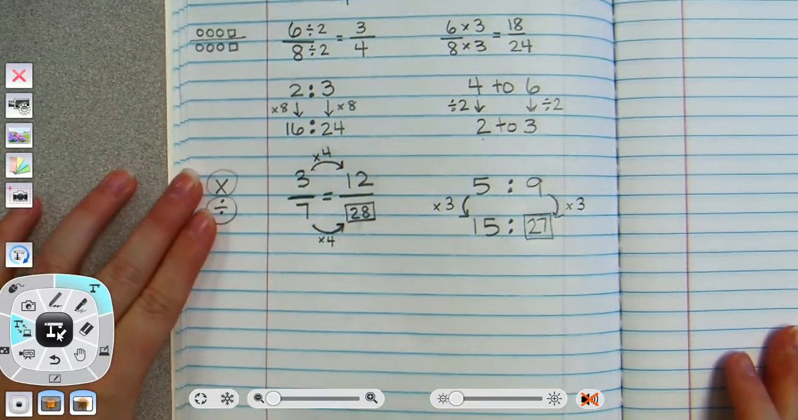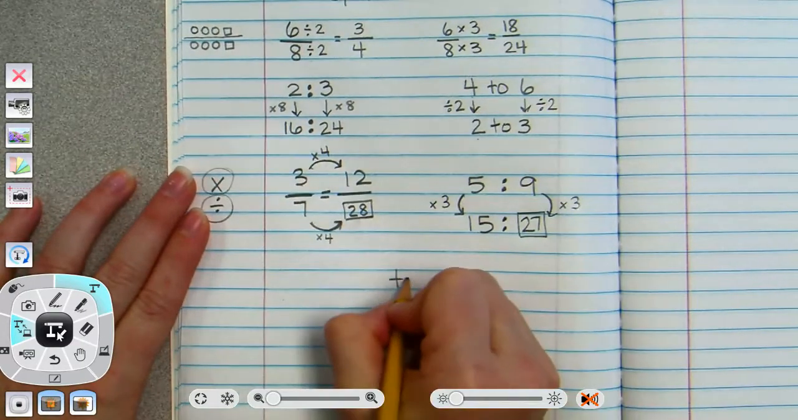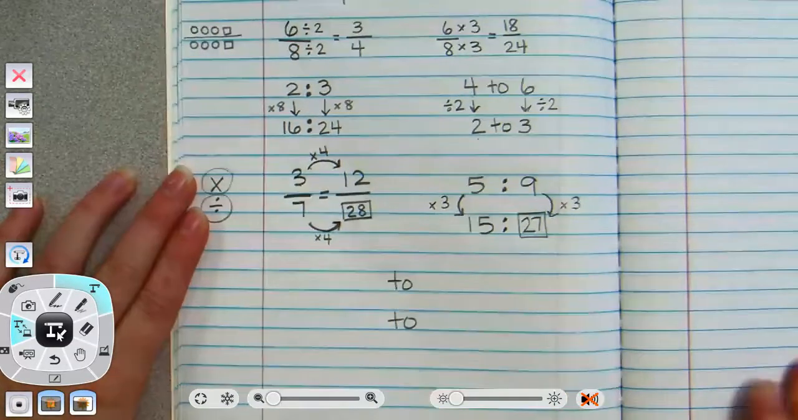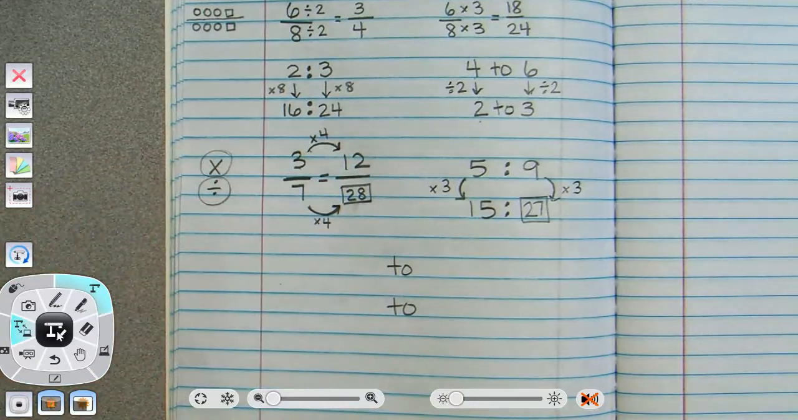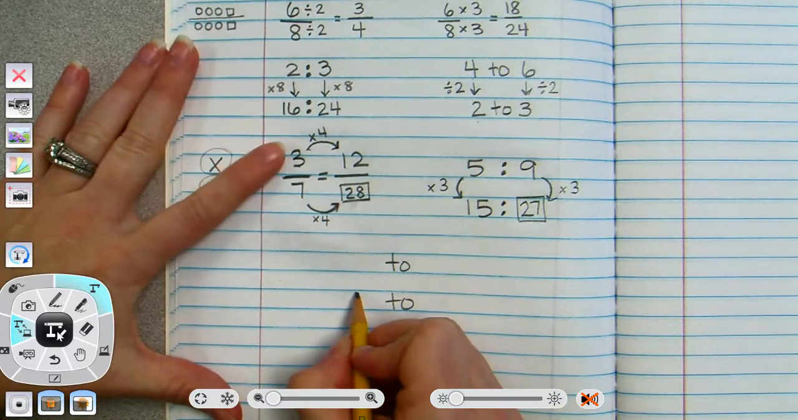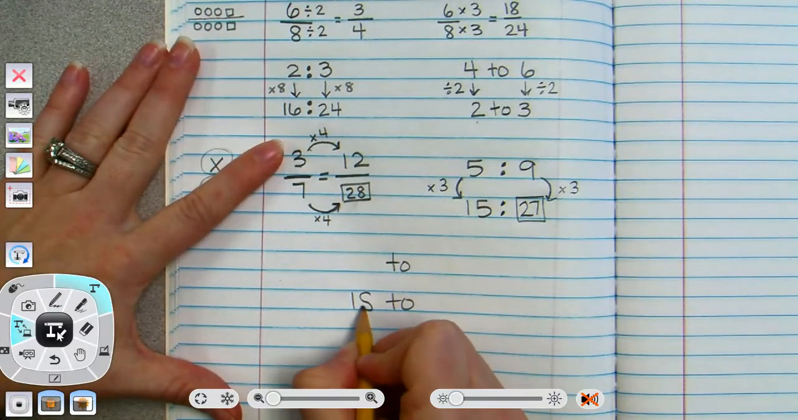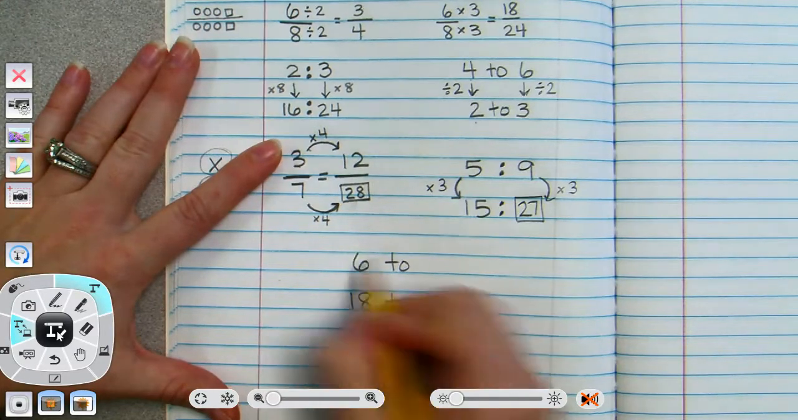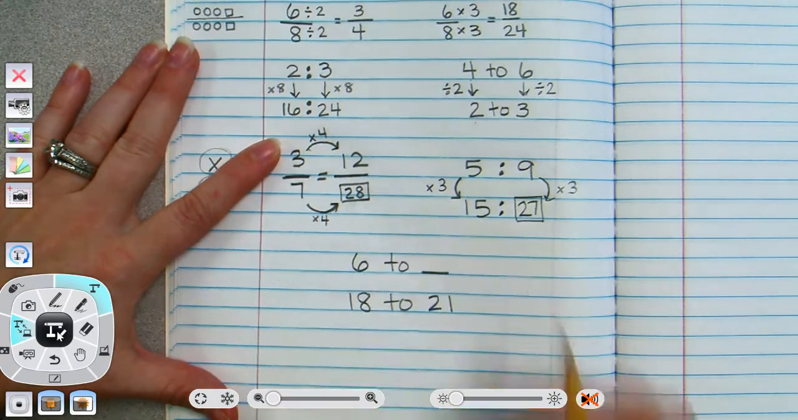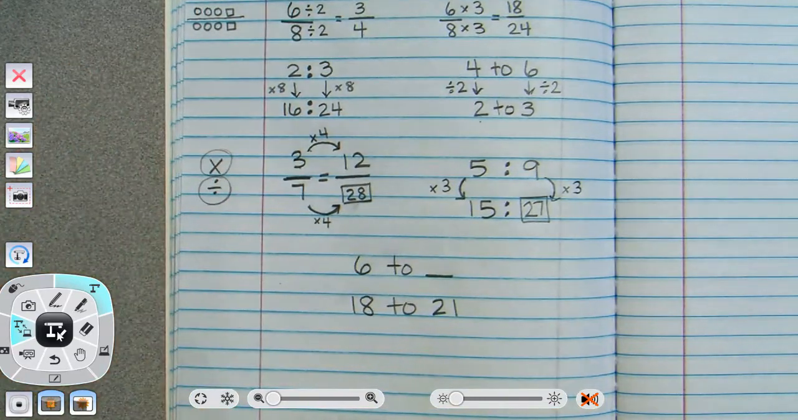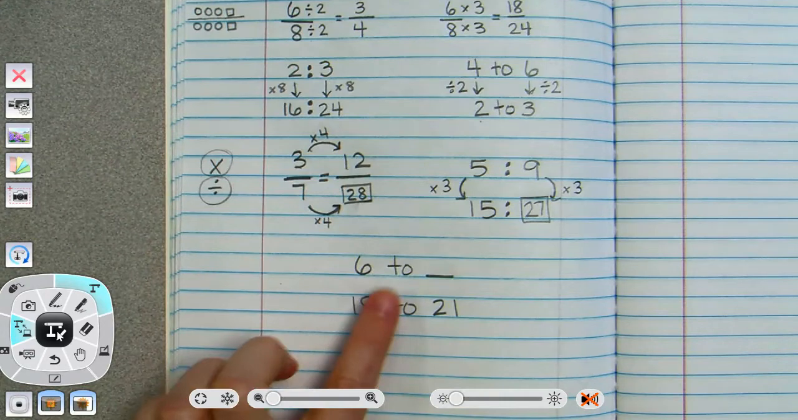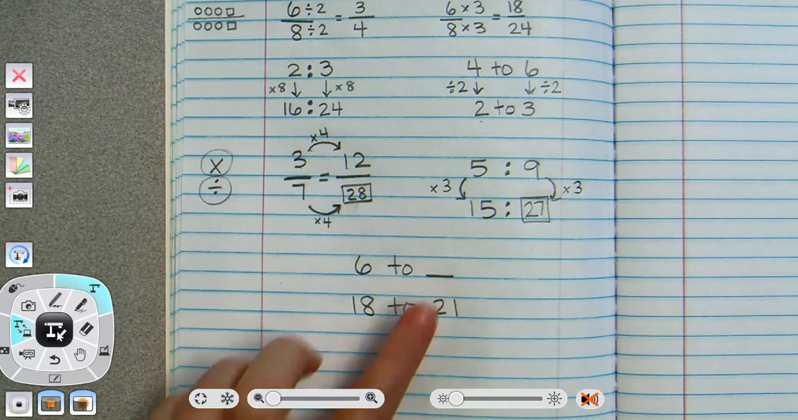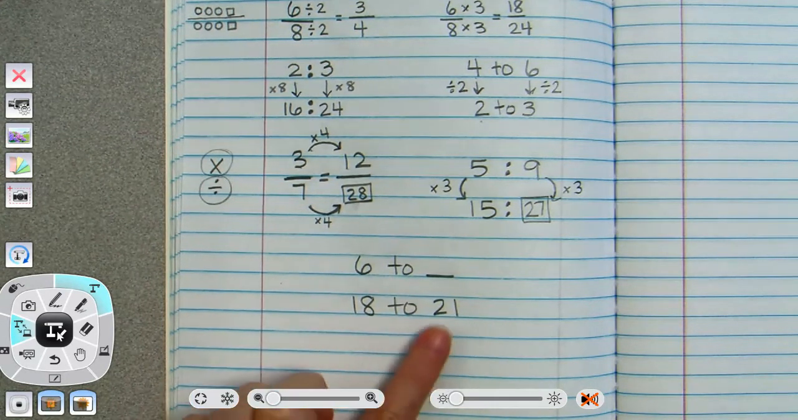We're going to try one final one in word form. Okay, so we have some words. Let's come up with a ratio. So I'm going to do an 18 and a 21, and I'm going to put a 6 above the 18, and we have a missing spot there. Okay, so if I have a ratio 6 to something is equivalent to 18 to 21, let's figure out what that something would be.